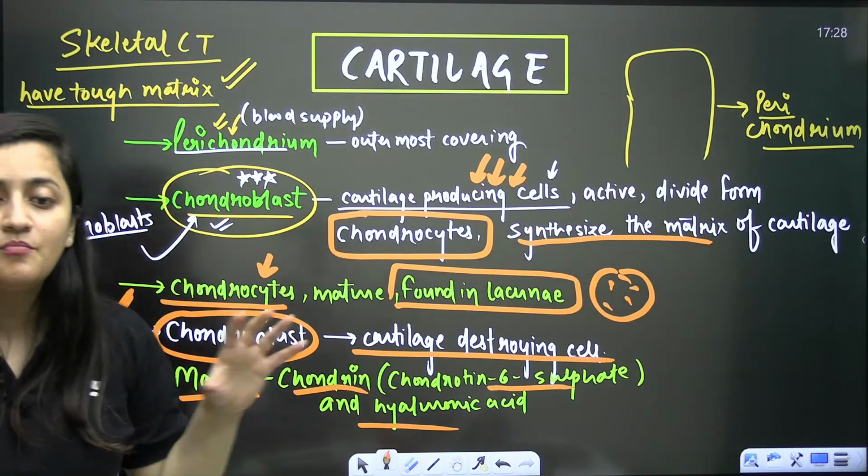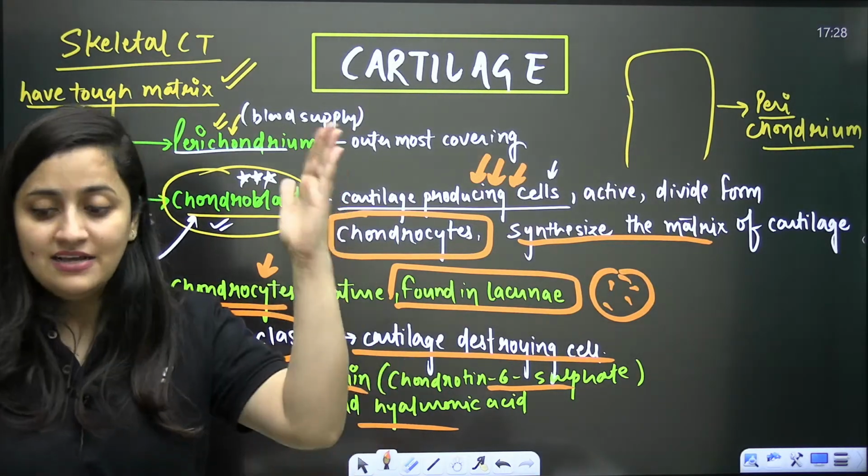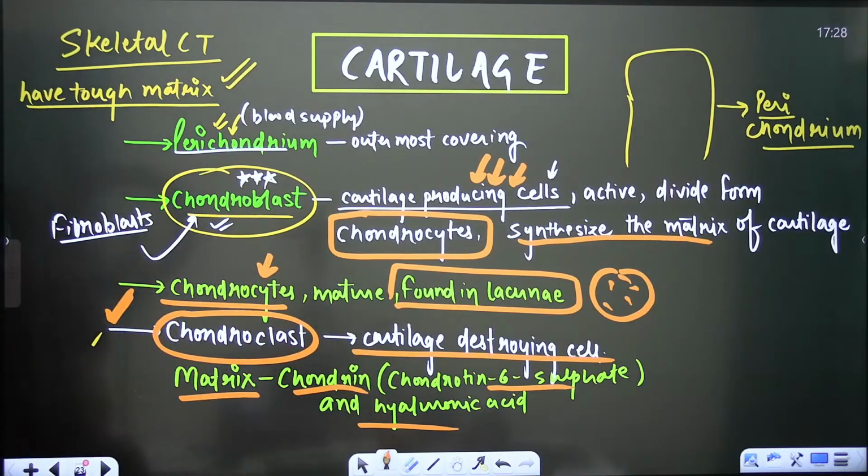These are the important points to focus on when you talk about the structure of the cartilage. That is why I have mentioned it here. It is only the outer covering, the perichondrium, which will get the blood supply. The rest doesn't have blood supply. So this is about the cartilages.